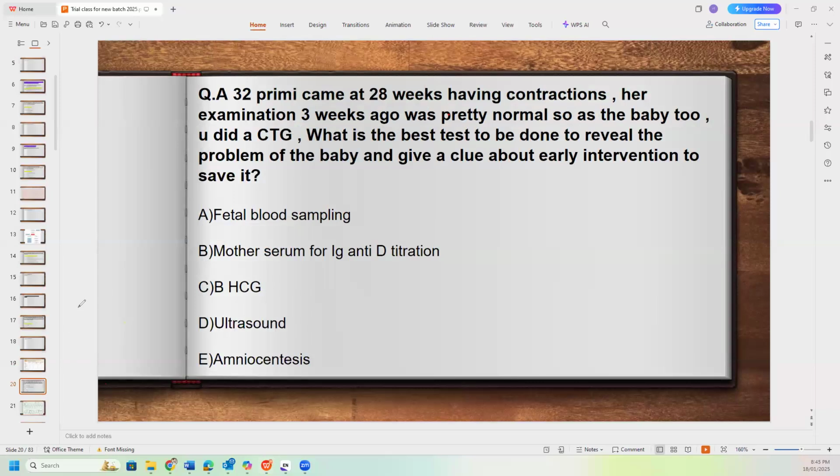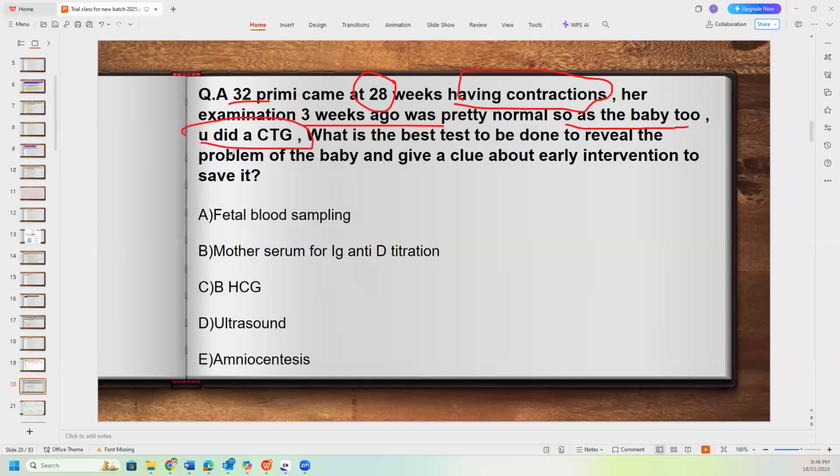Now, I have given this question here just to give you guys an idea of how the situation changes and how red flags change your answer. So there's a 32-year-old, a bit older primigravida who came at 28 weeks. So which trimester is this? I think this is second trimester, no? Yes, second trimester, and she is complaining of contractions. So she is in preterm labor. Her examination 3 weeks ago was pretty normal, and the baby's examination, meaning the fetal heart sound, was also normal.